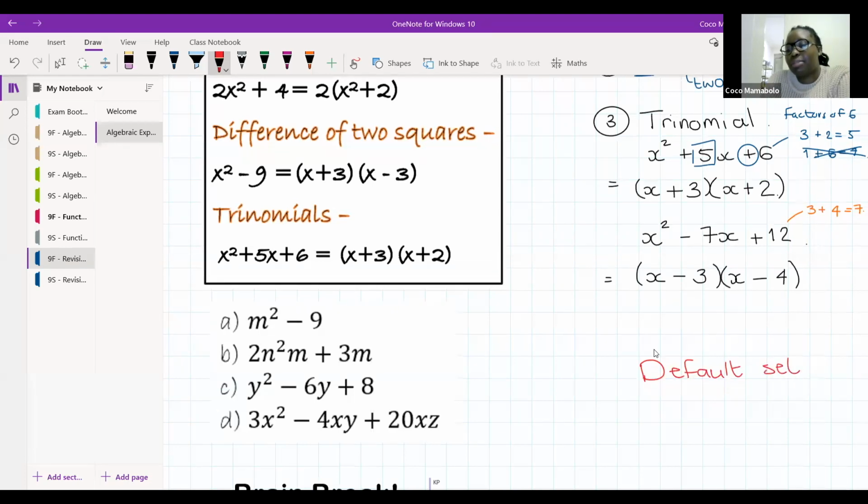Okay, sure. Somebody says, ma'am, please give me an example of a trinomial. I want to do it myself. Absolutely. Here is one: x squared minus 8x minus 9. There we go. You can try that one. There it is, Sibusisiwe. You can try that one.